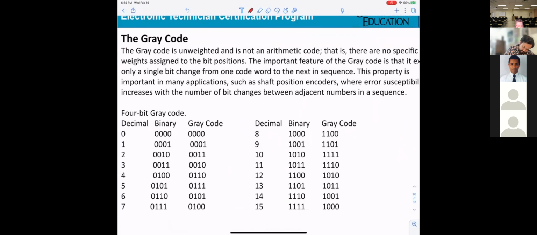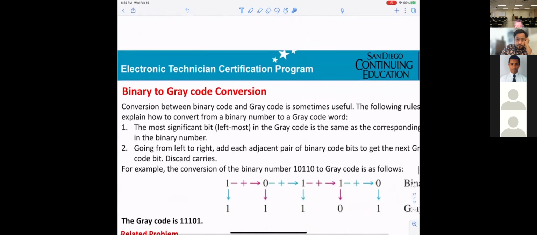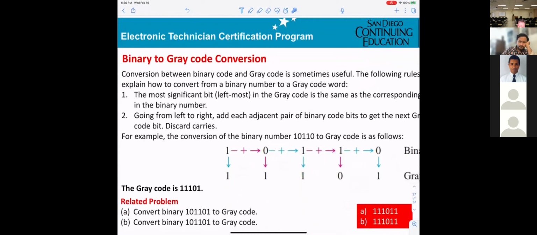Okay, so this is a gray code. They give you a binary number, decimal number, okay? And they tell you also a gray code. If you want to understand more, you can read here, but we're not doing anything with the gray code. The only thing is how to convert gray code to binary. Now, this is binary to gray code.